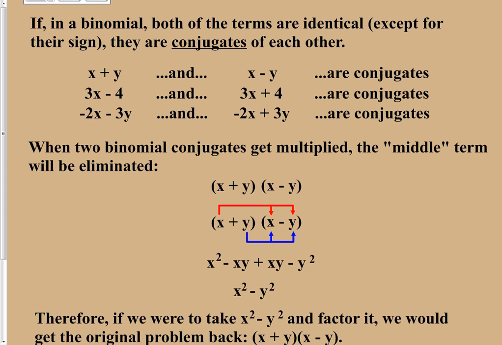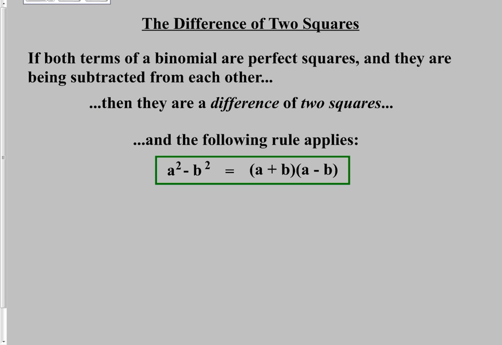Okay, so one of the things that we looked at is, of course, the idea of a conjugate was needed, and a conjugate is simply a binomial and the exact same binomial where the only difference is the sign between the two terms in the binomial. So x plus y and x minus y are conjugates of each other. And that actually becomes important right here. The difference of two squares.